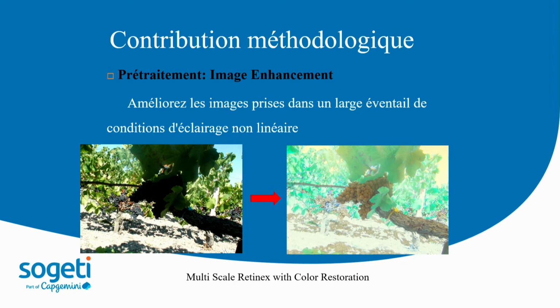So now, let me present the first important block, preprocessing. As we can see in the image at left, this is our original image. It's even very difficult to count or recognize the grapes by our eyes. So we propose to use a method called multi-scale retinex with color restoration to transform these images, which were taken in non-linear conditions. That's the image we get at the right side.